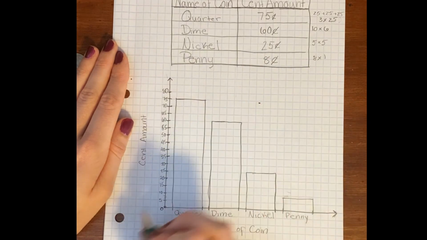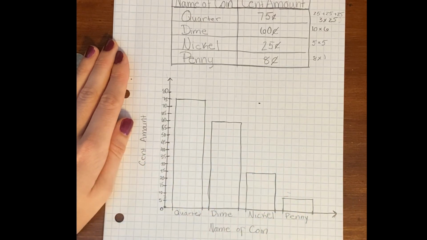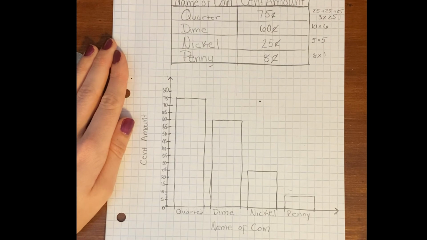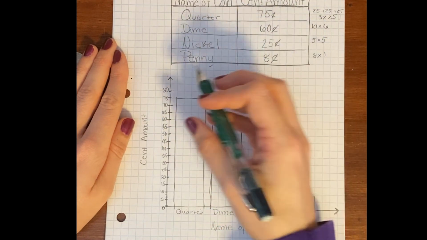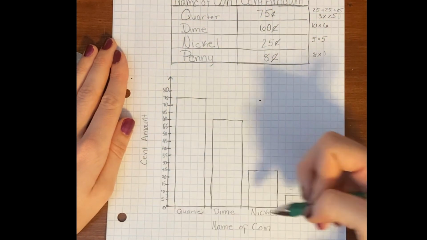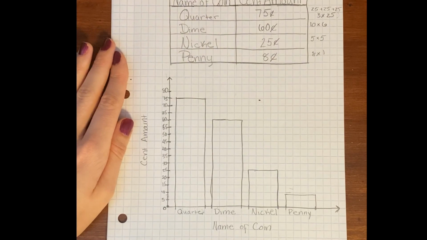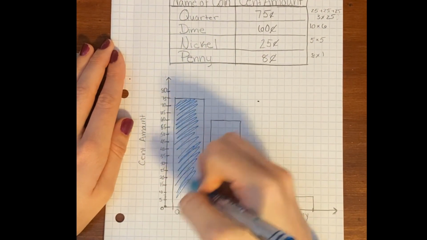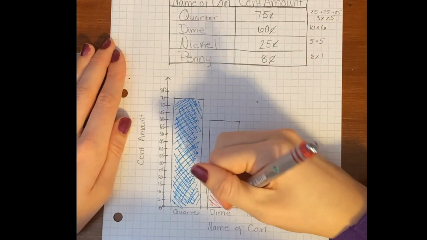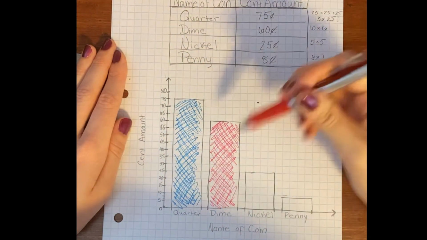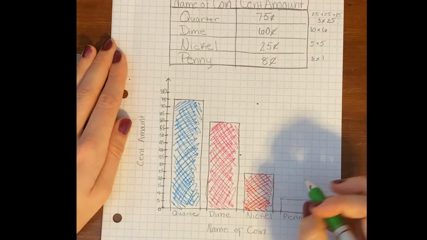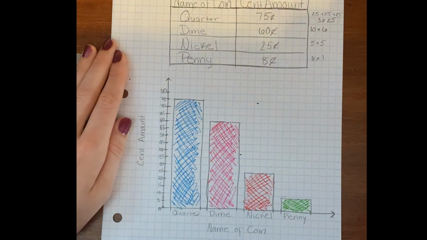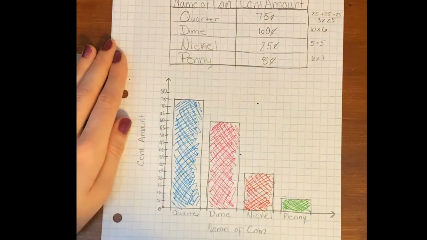Okay, so now we have our data graphed. Now if you want, you can color the inside of your graph if you would like, or you can draw patterns on the inside so that each one looks different. So I'm going to do that really quick. Okay, so now I have graphed my numbers.